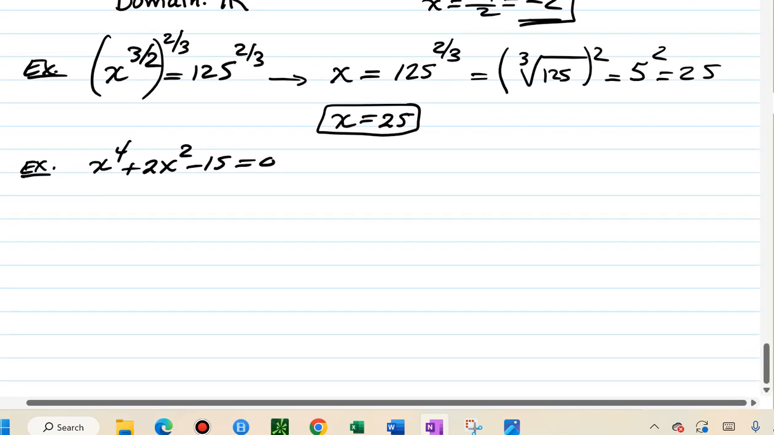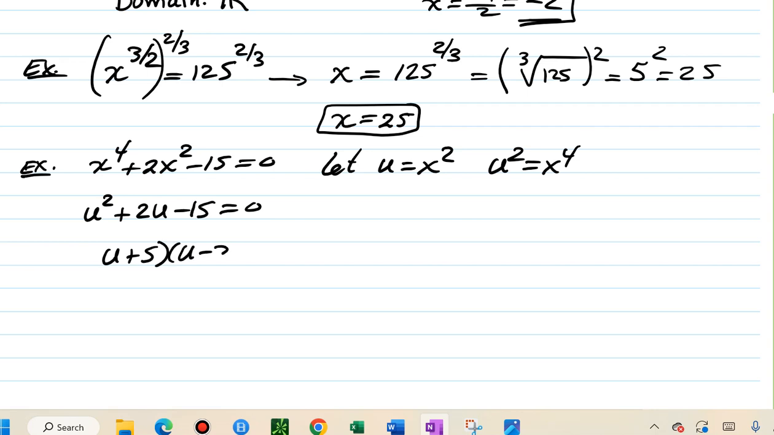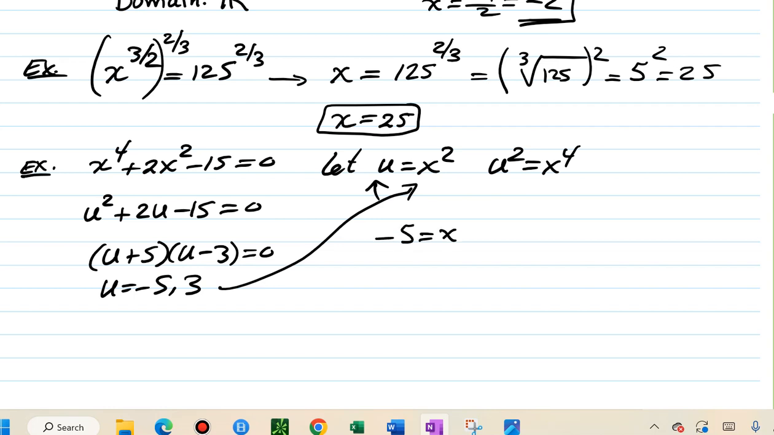Now to do this one, again, I'm going to let u be the middle term. U squared would be x to the 4th, square both sides. So x to the 4th is equivalent to u squared. X squared is u. And there. This should be factorable. U plus 5, u minus 3 equals 0. So u will be negative 5 here and 3 here. Now I'm going to plug in for u here and solve for x squared there. Well, negative 5 equals x squared and 3 equals x squared.